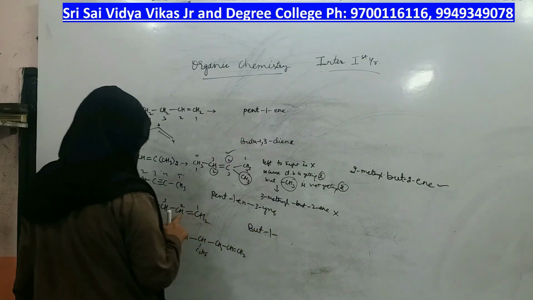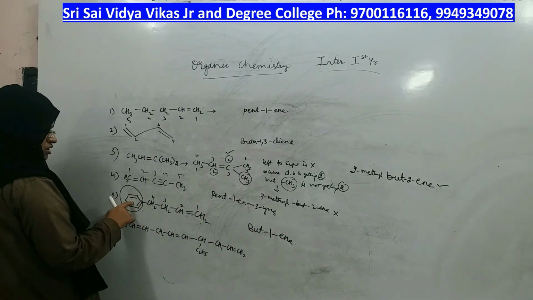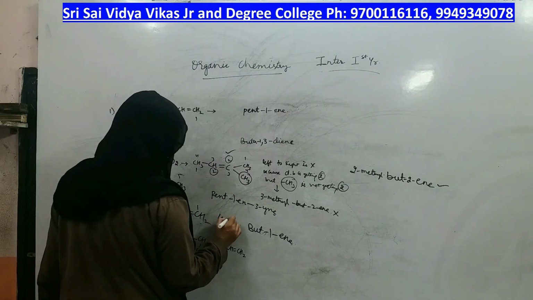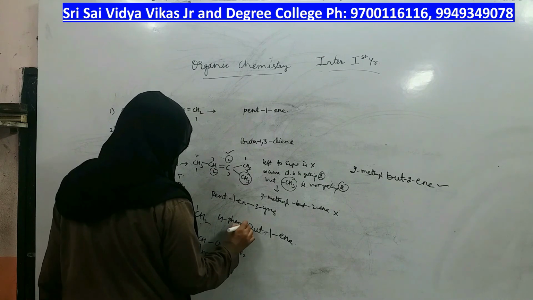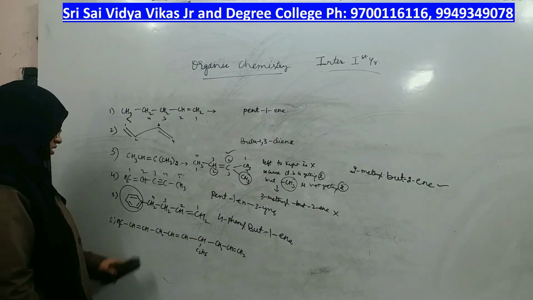So for double bond, the name should be but. It is present on first position, ene. Now the substituent is present. Where is the substituent present? Fourth position. If phenyl group is present, what should be the name? 4-phenyl but-1-ene is the name of the given compound. Let us look at the last compound.